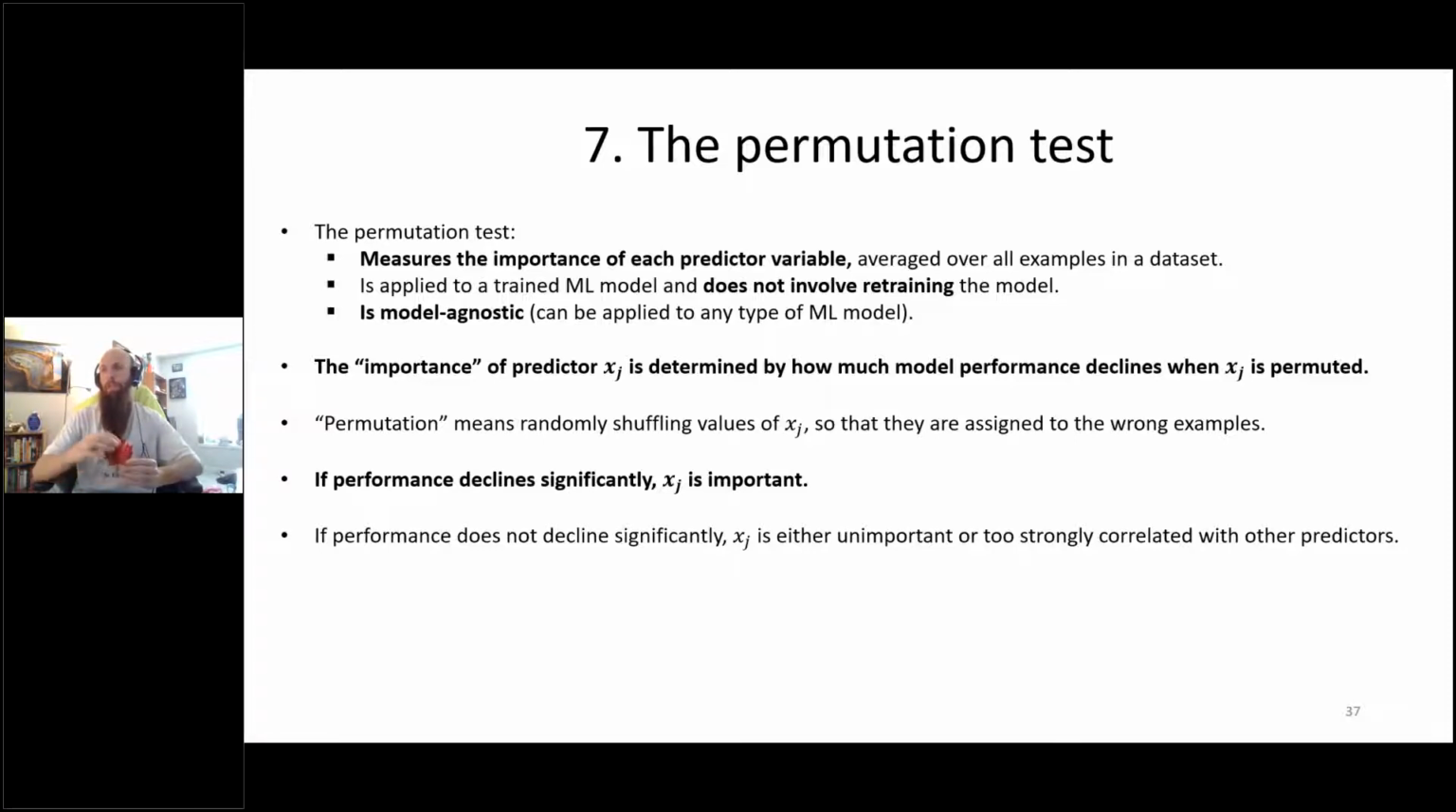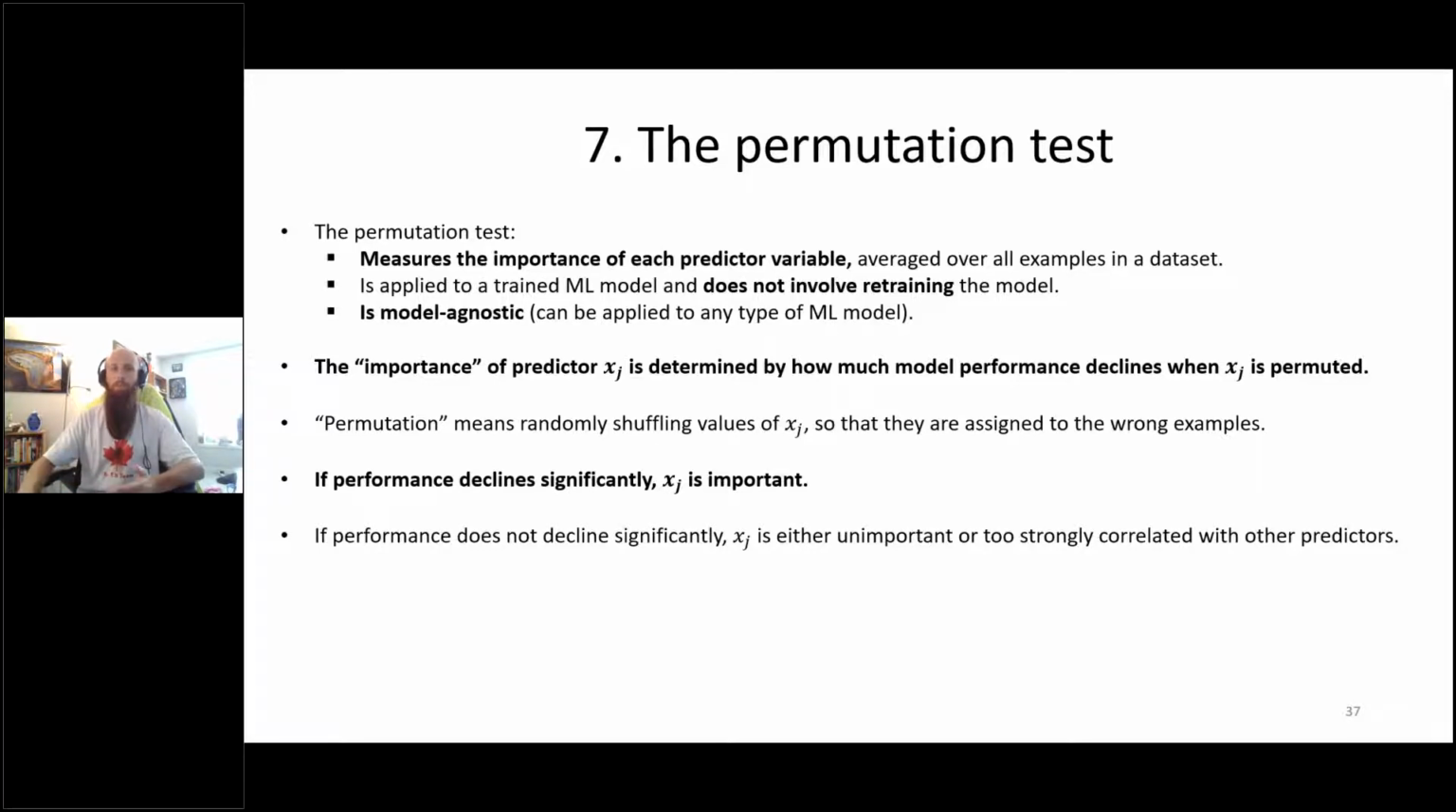So if you shuffle all the values of x sub j, which could be maximum reflectivity inside the storm, for example, and the performance of the model declines significantly, that means x sub j is an important predictor. Whereas if you shuffle the values and performance doesn't go down significantly, that means either x sub j is an unimportant predictor, or maybe it's too strongly correlated with the other predictors. So the other predictors are standing in for the one that you've just permuted, so you haven't affected the model much by just permuting one predictor variable.